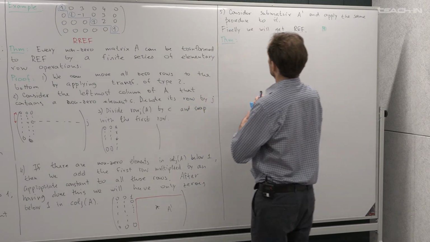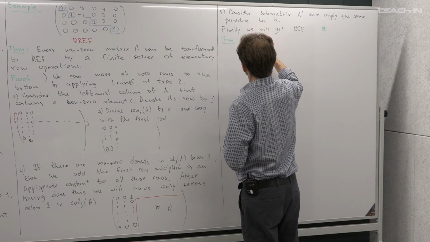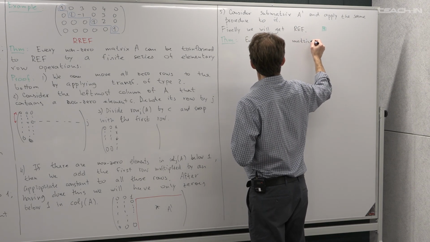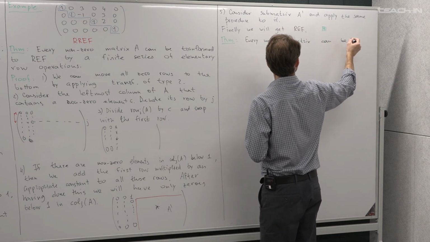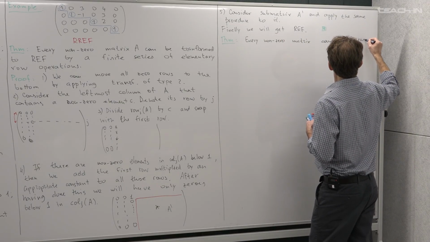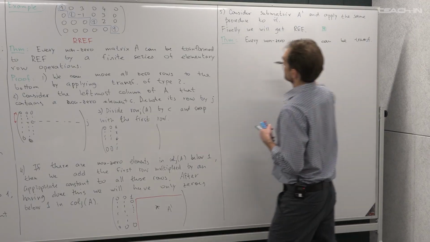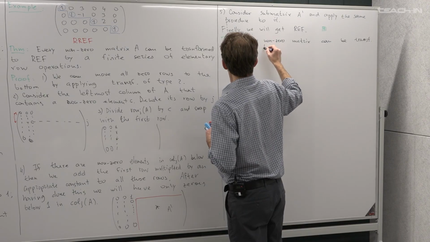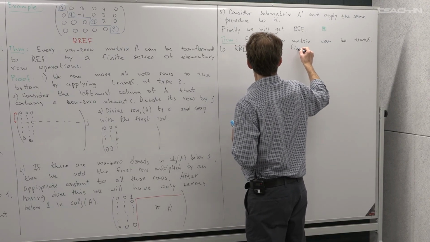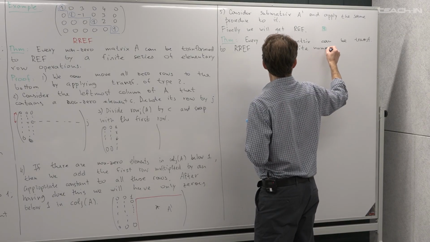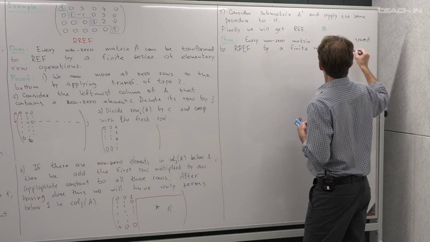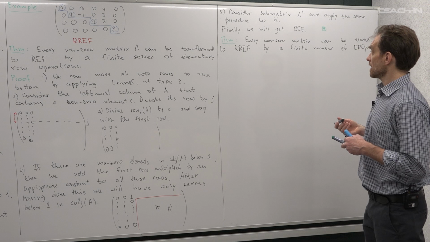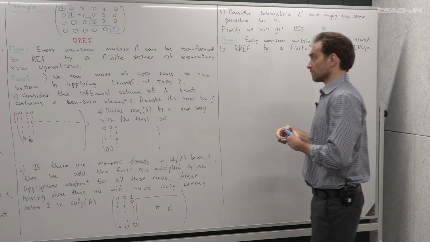So every non-zero matrix can be transformed to reduced row echelon form by a finite number of elementary row operations. Okay, so the proof is very similar to the proof of the previous theorem.